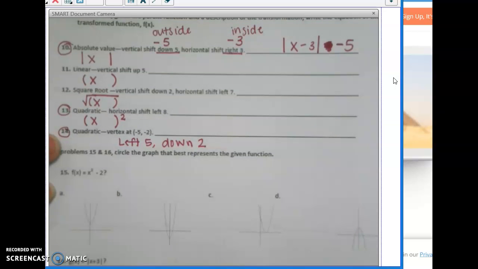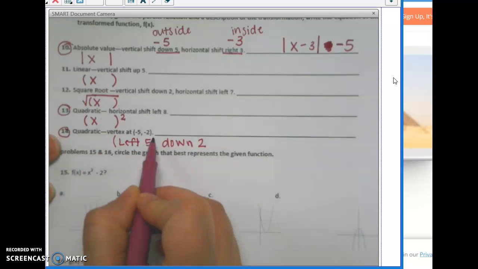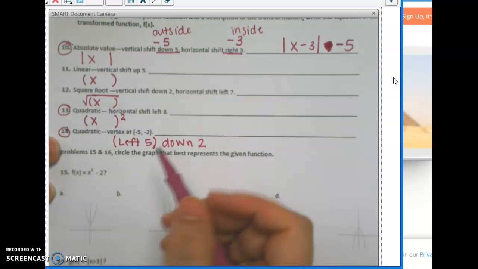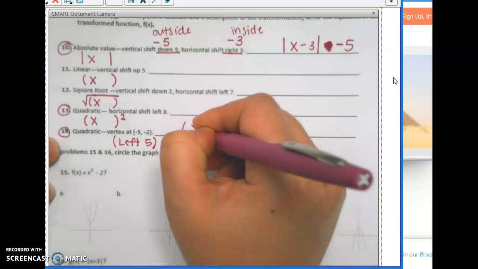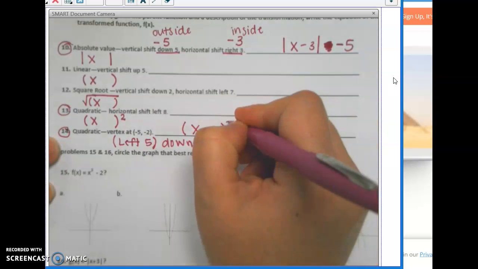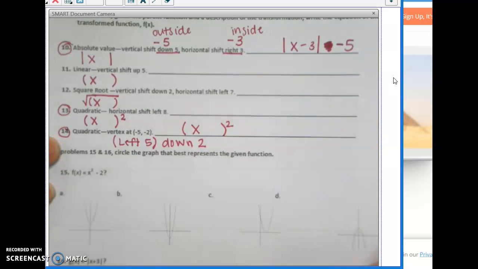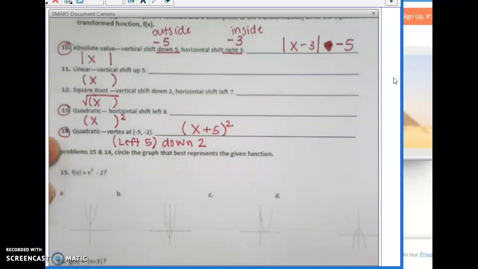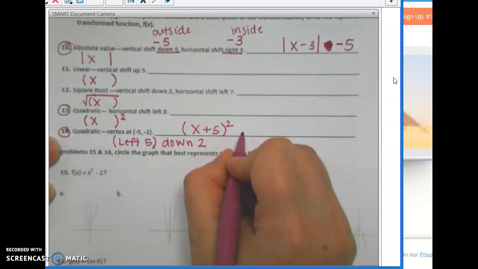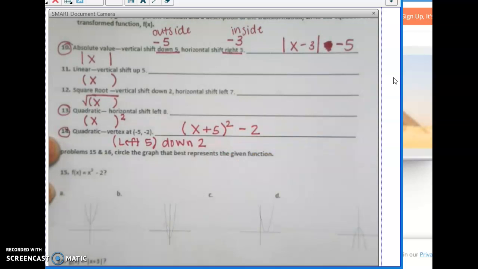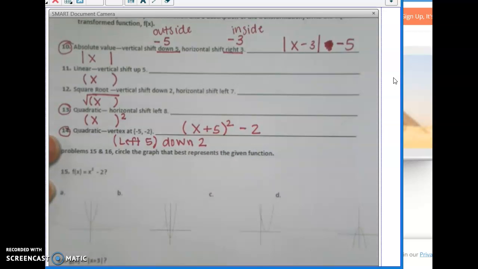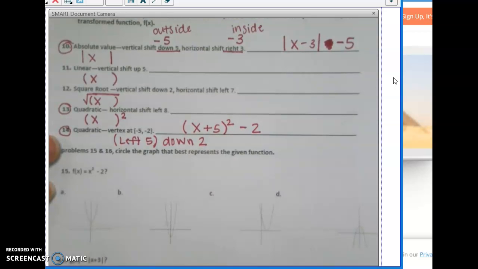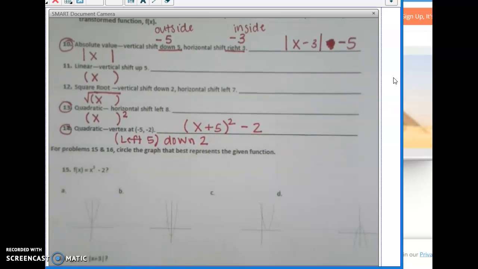All right, so left is going to have to go inside of the parentheses, and it's opposite from what we think it's going to be. So I'm going to set up my parentheses. I'm going to square it because that's what will make it quadratic. Left 5, I'm going to have to put +5. Down 2 is going to be an outside. Minus is down. And again, if you need to, refer to the graphic organizer that I did in the first video and the Desmos investigation where you played around with what the different numbers did on the graph.